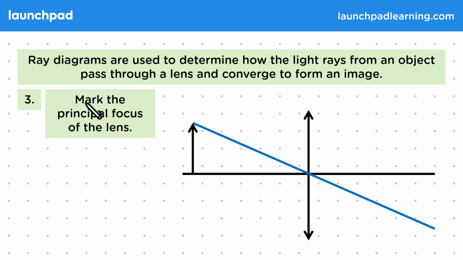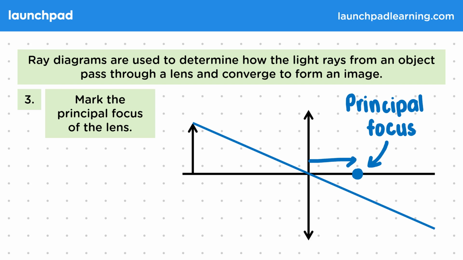In step 3, mark the principal focus of the lens. The principal focus is the point at which all rays parallel to the principal axis will converge to. In an exam question, this may already be marked for you, or you may have to find it yourself by measuring along the principal axis using a given focal length.